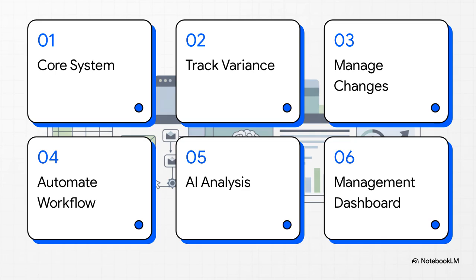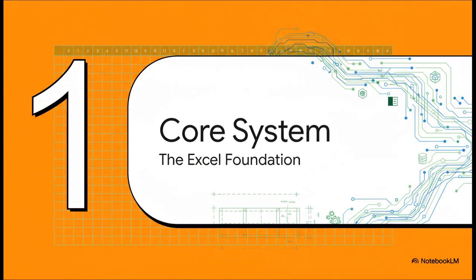All right, here's our game plan. We're going to start with a super solid Excel foundation. Then we'll start layering on some powerful features for tracking variance, managing changes, and of course, automation. And for the grand finale, we'll unleash the power of AI to give you a, frankly, unbeatable edge in project control. First up, let's build the absolute core of our system in Excel.